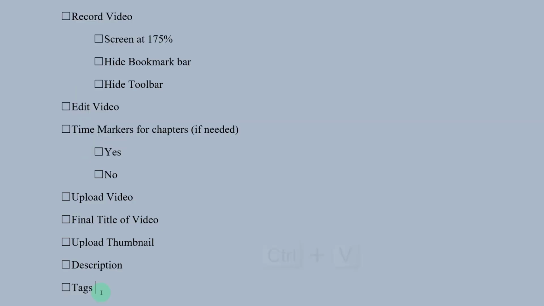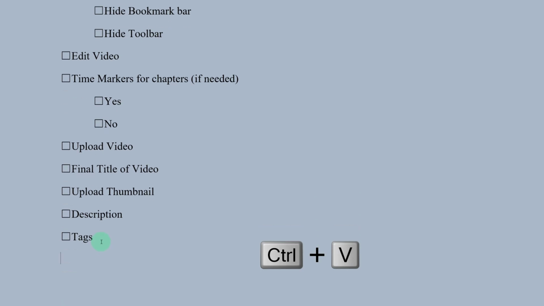If you're creating a new item at the bottom, you can hit Control V to get your checkbox and then enter your new item on the list.